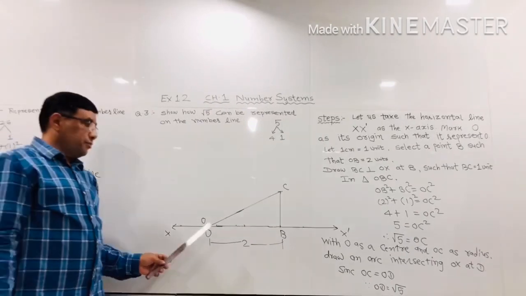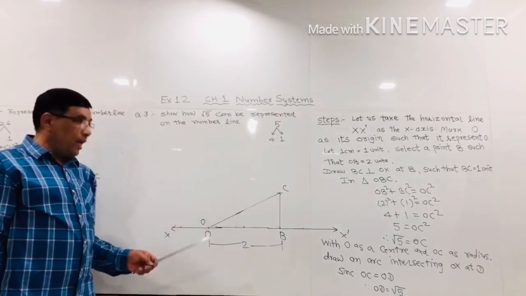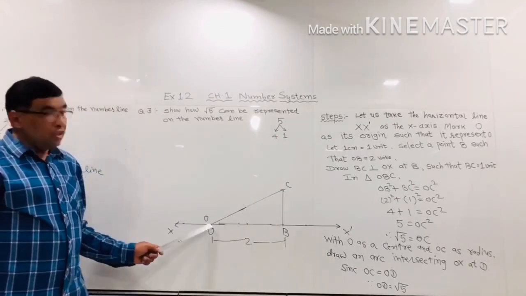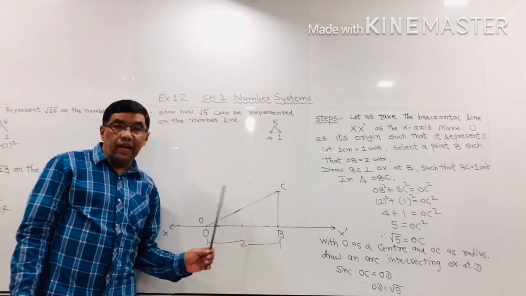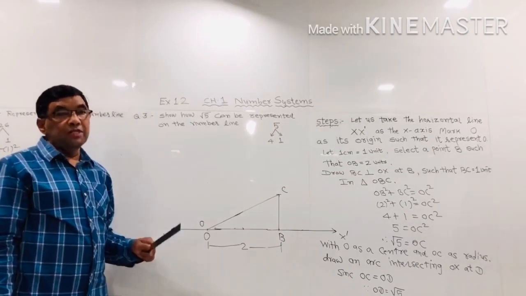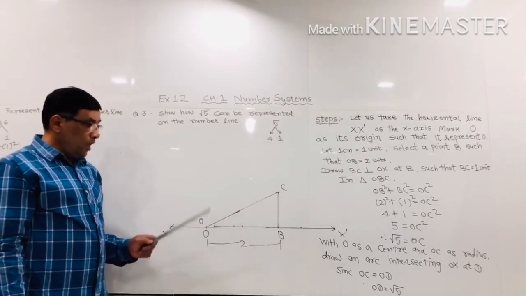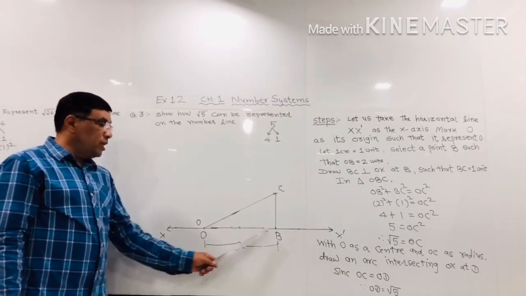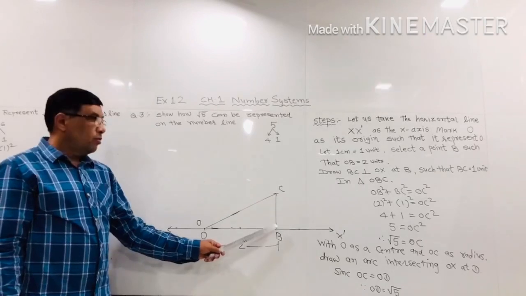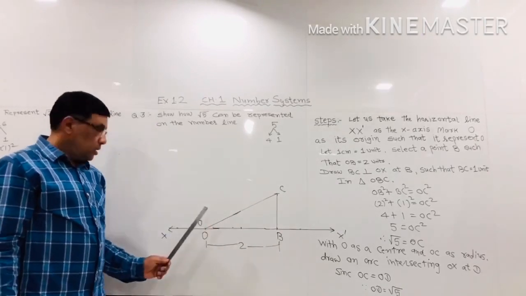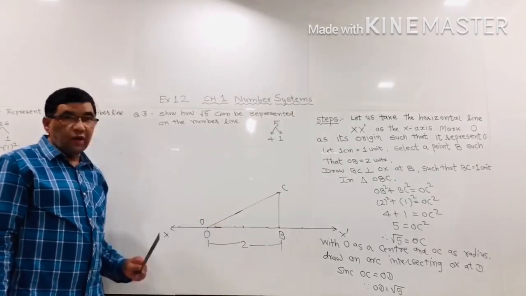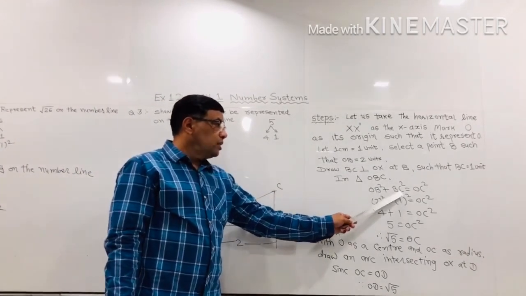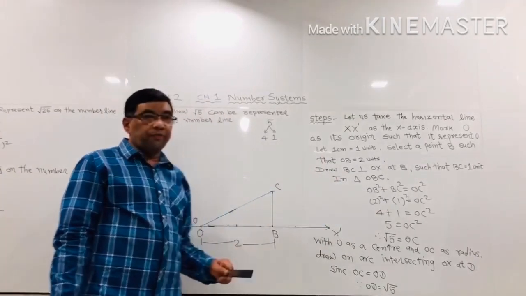Now we are getting a right angle triangle OBC. So OBC is a right angle triangle, therefore we can apply the Pythagoras principle to it. So we see the Pythagoras principle: OB square plus BC square is equal to OC square.